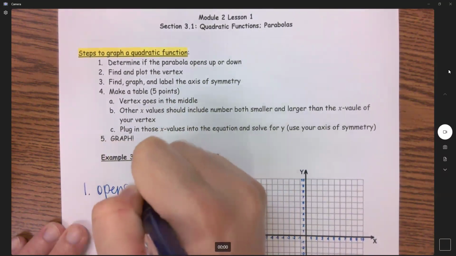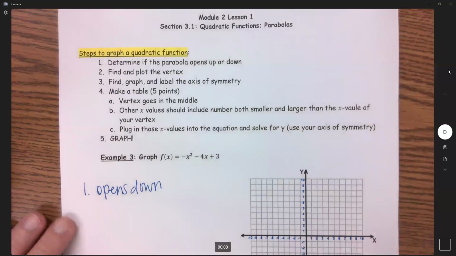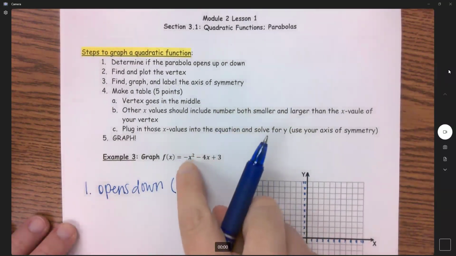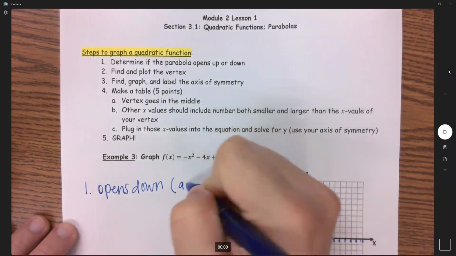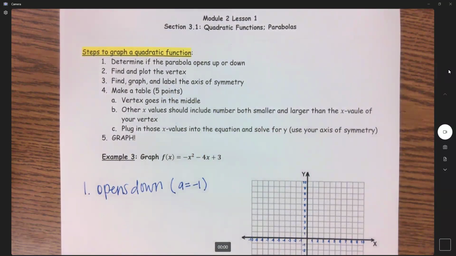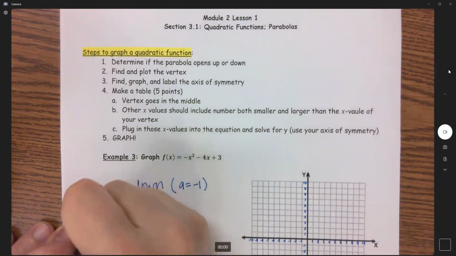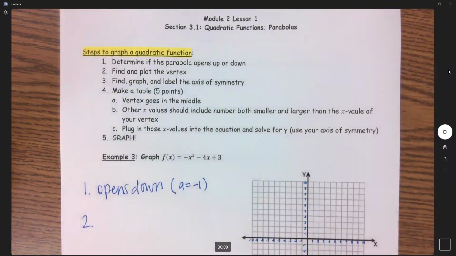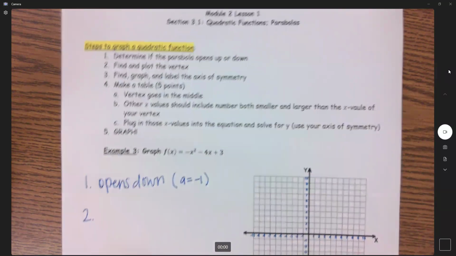Okay, from last video, hopefully you know that this opens down. Why? We look at A, because there's a negative out front, because A equals -1, that makes it open down. So anytime we have a negative in front of that x squared, it's going to open down. Okay, the next thing we want to do is find and plot the vertex. That's also what we did on the previous examples.